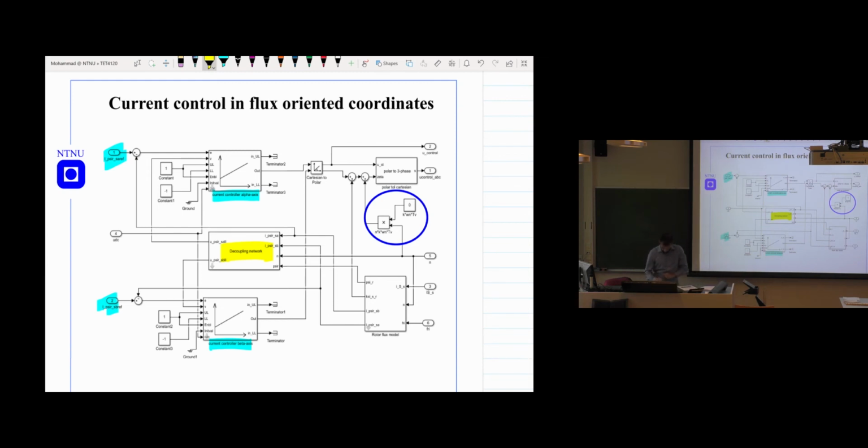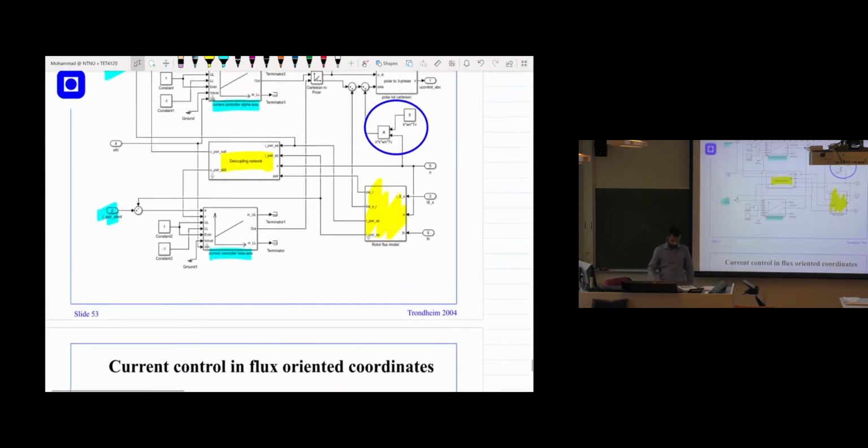And one thing here, this part is the rotor flux model. This means we cannot measure the rotor flux. We can only measure what we can measure in the machine: the stator terminal voltage and stator current. Stator voltage we can measure, stator current we can measure, and we can also know the speed of the machine. That's all we can know. So based on that, we need to find a way to calculate the rotor flux.